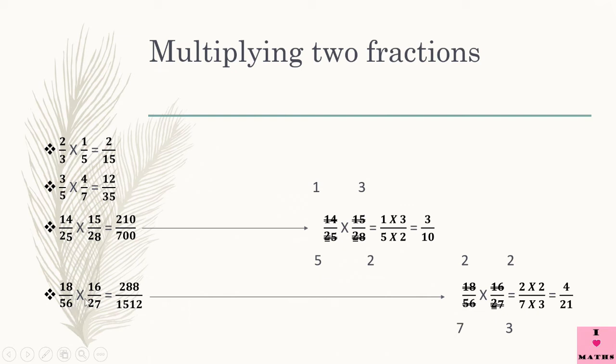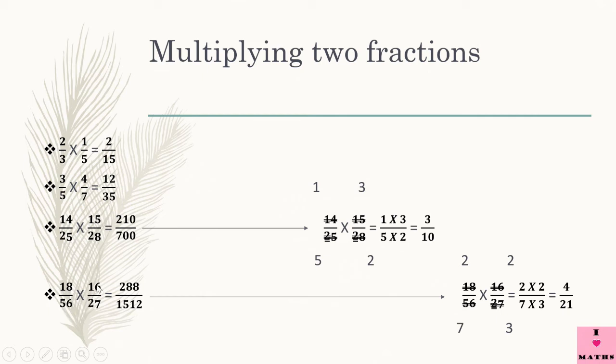Okay, now let us see one more example. 18 upon 56 multiplied by 16 upon 27. Now 18 into 16 is 288. 56 into 27 is 1512. Now children, 18 and 56, both of them come in the table of 2. So we can simplify both of them by dividing both of them by 2.